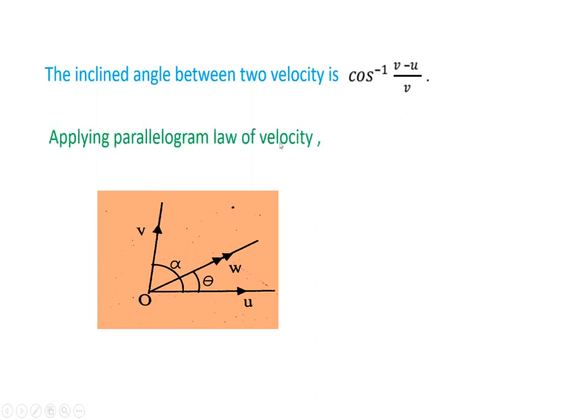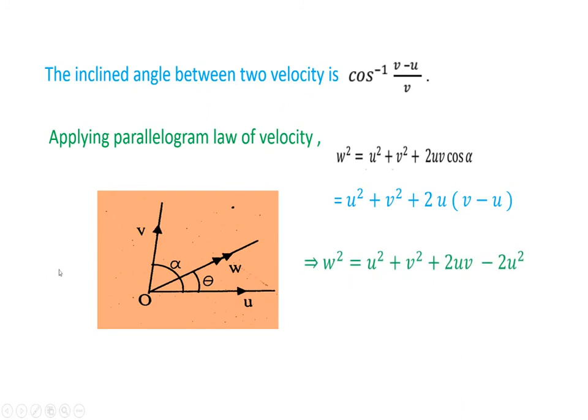Applying the parallelogram law of velocity in this figure, we get w square equal to u square plus v square plus 2uv cos alpha, that is u square plus v square plus 2u v minus u. So finally we get w square equal to u square plus v square plus 2uv minus 2u square. Using the square root we get w equal to root over v square minus u square plus 2uv.